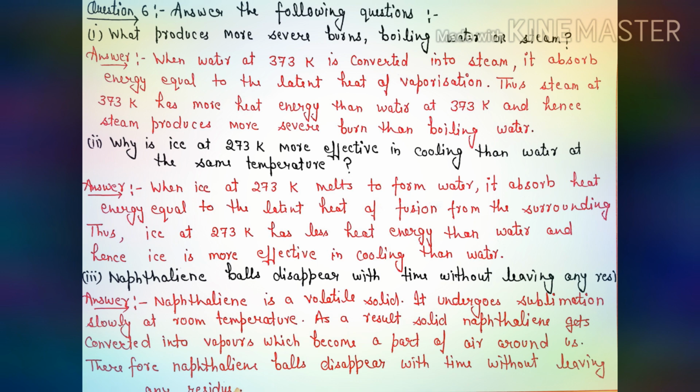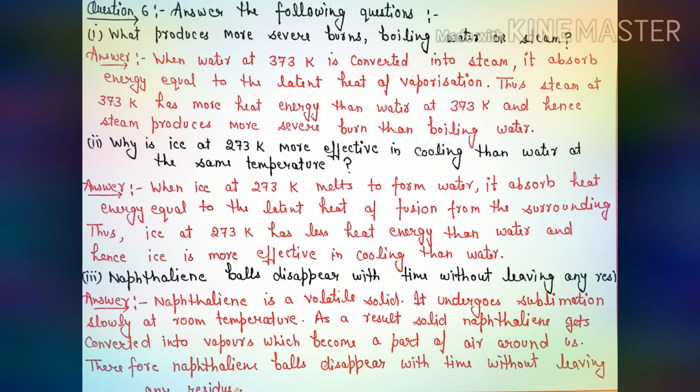Number second, why is ice at 273 Kelvin more effective in cooling than water at the same temperature? And the answer is, when ice at 273 Kelvin melts to form water, it absorbs energy equal to the latent heat of fusion from the surrounding. Thus, ice at 273 Kelvin has less heat energy than water, and hence ice is more effective in cooling than water. Two terms are used in these questions, latent heat of vaporization and latent heat of fusion, which we'll discuss later in this video.